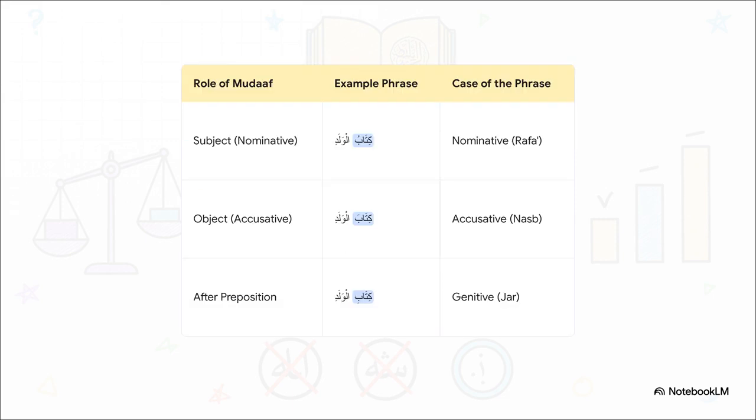So what about the grammatical case of the entire phrase? Well, this time, the first word, the mudaf, gets to be in charge. The case of the whole compound just follows whatever job the mudaf is doing in the sentence. If it's the subject, it's nominative. If it's the object, it's accusative. And all the while, the Mudaf Ilaih doesn't care. It stays locked in its own genitive case no matter what.